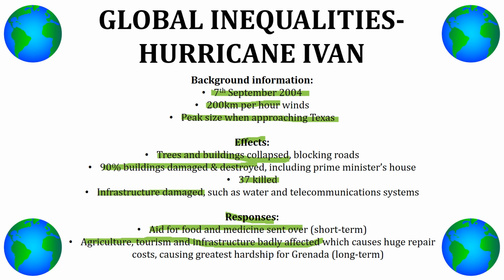So because its agriculture has been affected, and agriculture does dominate there, and tourism as well, and infrastructure, it's all going to affect the economy, because the farmers' incomes are going to decrease, and tourism is going to decrease, so less spending there. And also infrastructure, it does cost a lot of money to repair roads and buildings and airports, for example.